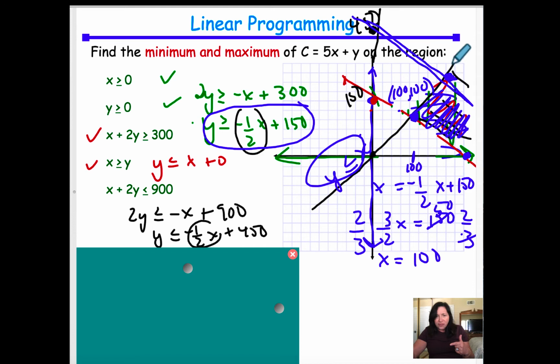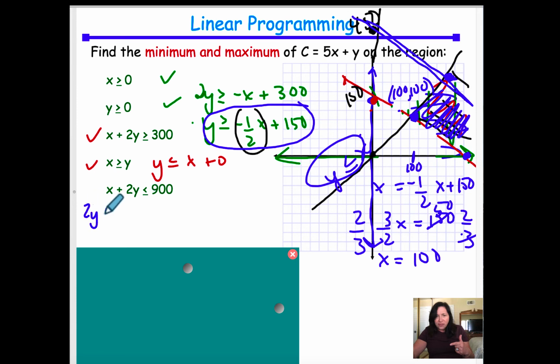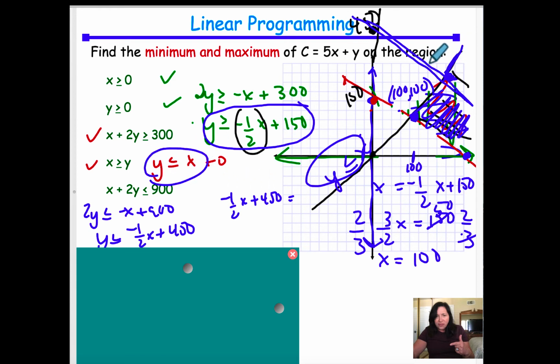To find the next point, I do the same thing, but with the 450. So... definitely running out of room, so I'm going to erase this. Shouldn't have erased that, and I lost my equation. 2y less than or equal to negative x plus 900, y less than or equal to negative 1/2 x plus 450. Now that negative 1/2 x plus 450 is going to get set equal to the y equals x, because that's this one and this one together. We're trying to find this intersection point up there. And so that's going to be equal to x.